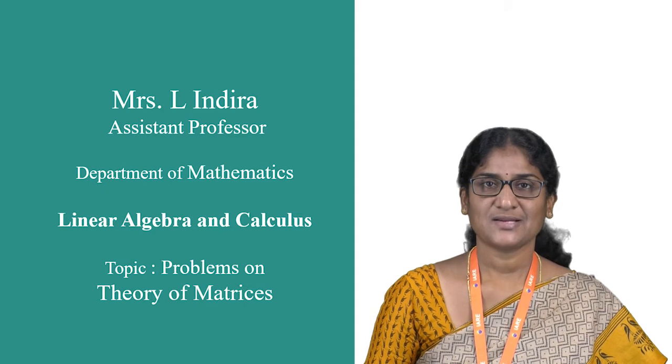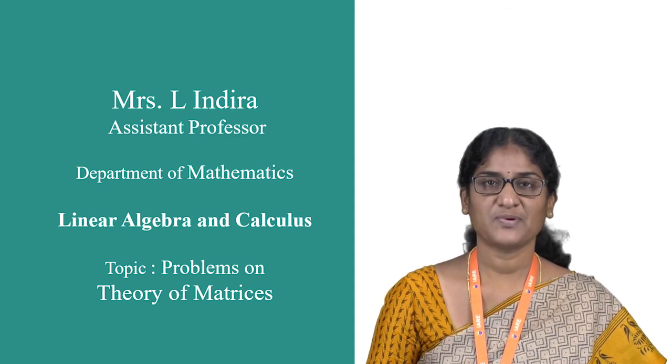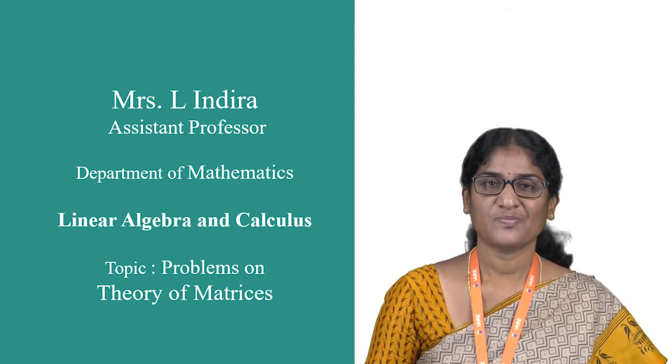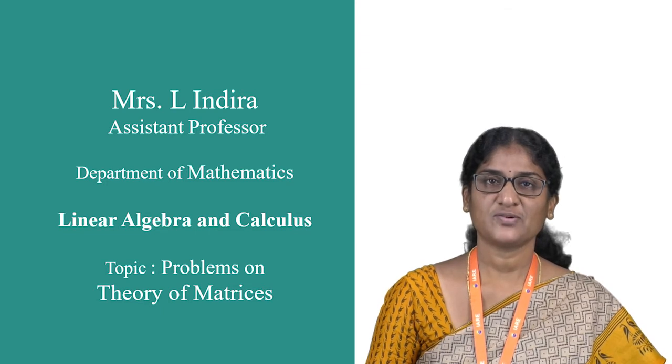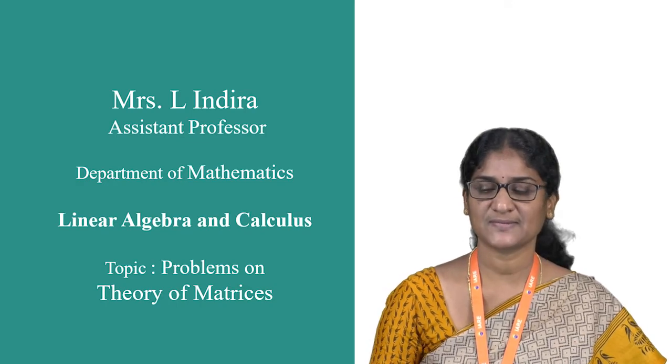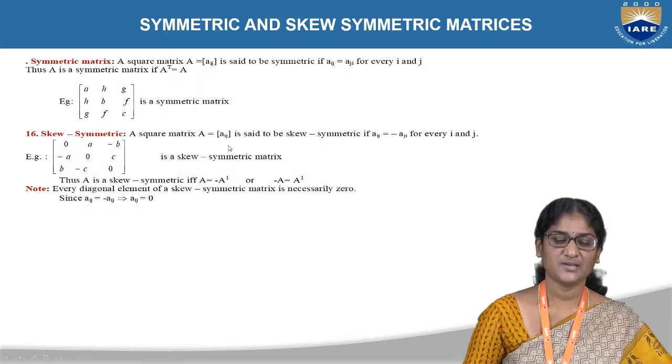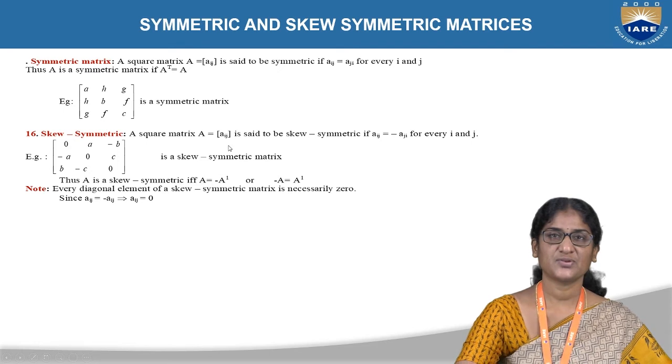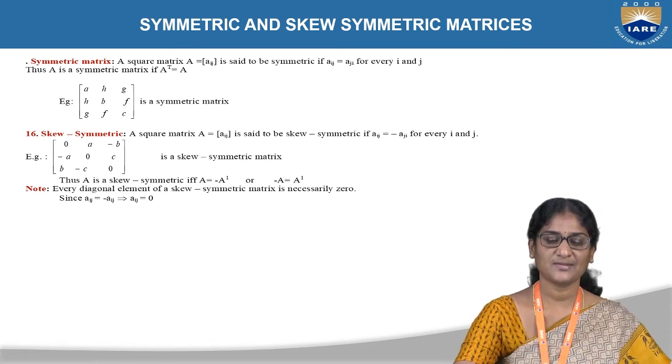In the last class, we discussed the properties of real and complex matrices, which is the very first topic of theory of matrices in linear algebra and calculus. We are going to continue with the problems of matrices on the properties that we discussed in the last class. Now, let me recapitulate the definitions of symmetric, skew-symmetric, Hermitian and skew-Hermitian. Then we can go flexibly with the problems on these matrices.